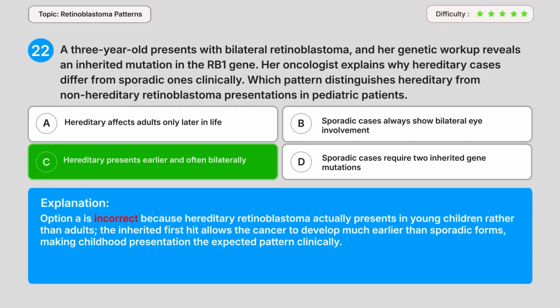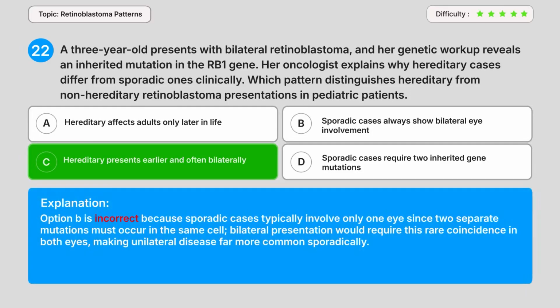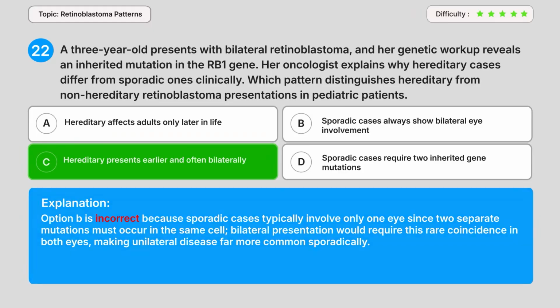Option A is incorrect, because hereditary retinoblastoma actually presents in young children rather than adults. The inherited first hit allows the cancer to develop much earlier than sporadic forms, making childhood presentation the expected pattern clinically. Option B is incorrect, because sporadic cases typically involve only one eye since two separate mutations must occur in the same cell. Bilateral presentation would require this rare coincidence in both eyes, making unilateral disease far more common sporadically.